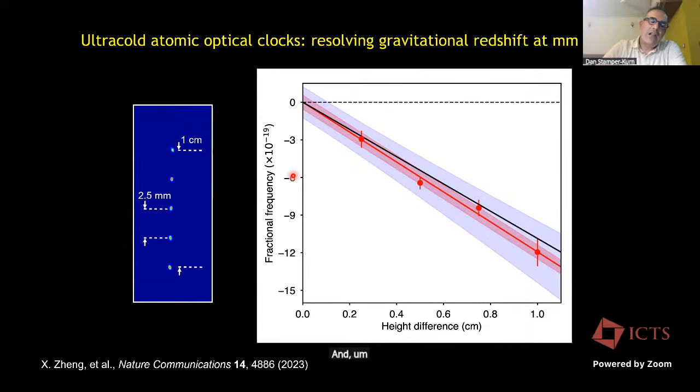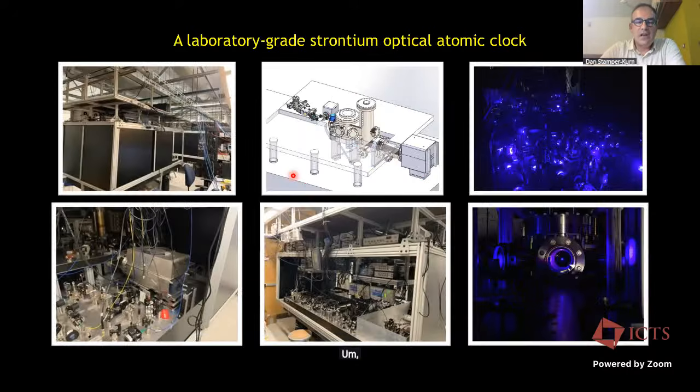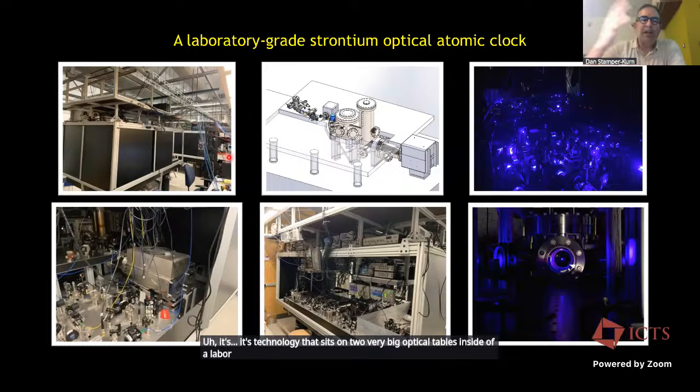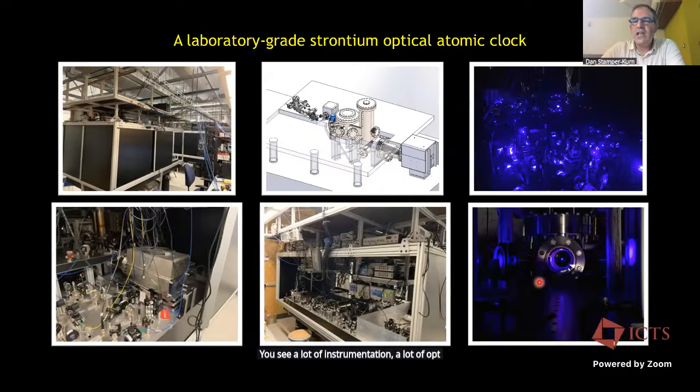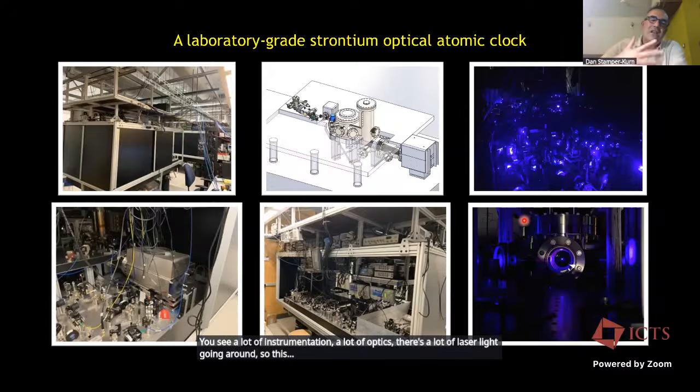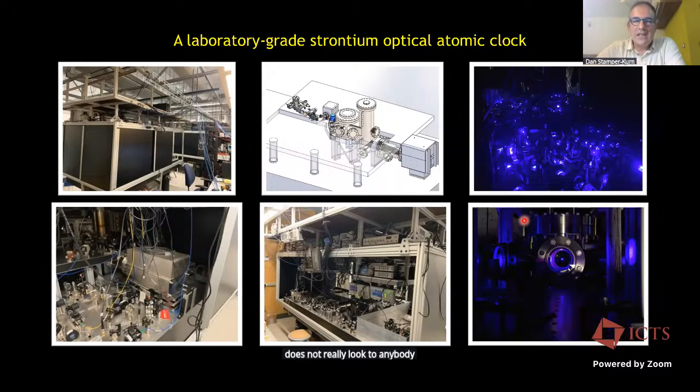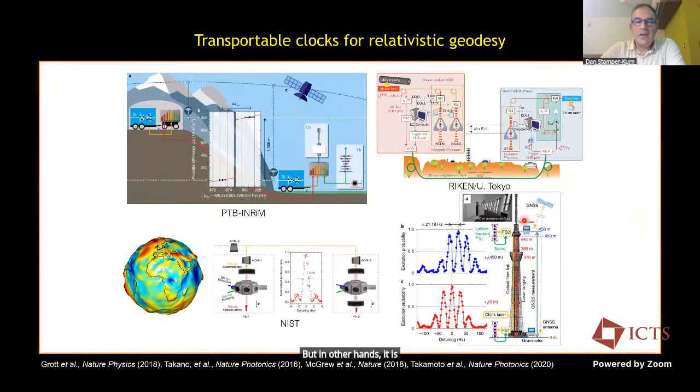So when is this going to become the watch inside of my iPhone or something? Right now, the optical atomic clock looks like this, at least in Shimon's lab. It's technology that sits on two very big optical tables inside of a laboratory. If you open up those optical tables, you see a lot of instrumentation, a lot of optics, and a lot of laser light going around. So this does not really look like technology to anybody, but in other hands, it is becoming quite miniaturized.